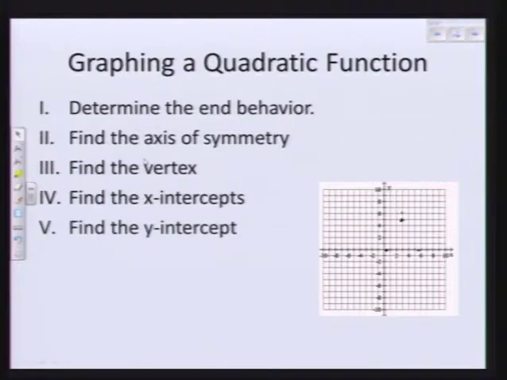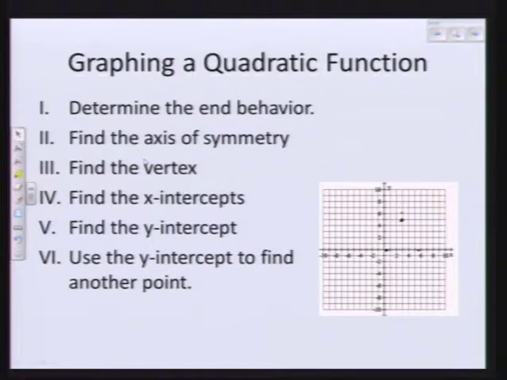Next, we're going to find the y-intercept. And then finally, we're going to use the y-intercept to find another point, and we're going to use that in conjunction with the axis of symmetry. Okay, so let's go ahead and see how we graph a quadratic function.